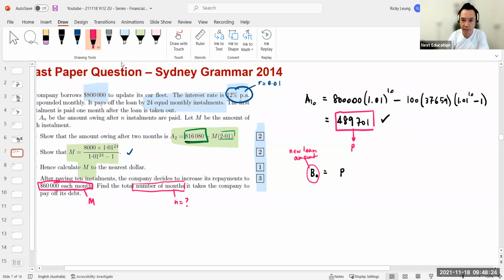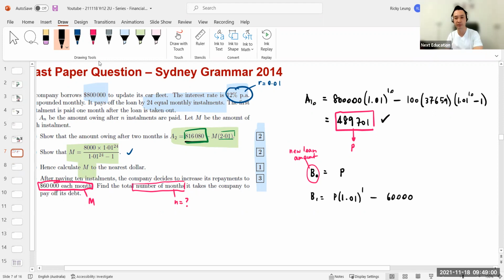So what I'm going to do is derive a formula now and then solve for the new N. And whatever N value, let's say N equals 5, I need to add that to the original 10, because that's how many months in total the company will pay. They've already experienced 10 months and now another N. Let's see what this is. So let's develop a loan series based on this. B1 would be P times the same interest rate, 1.01 to the power of 1, minus 60,000 now.